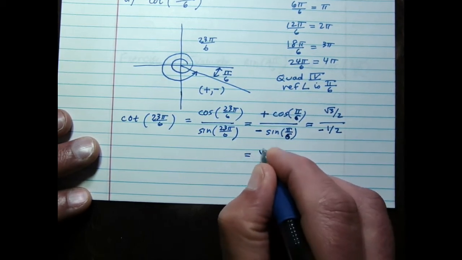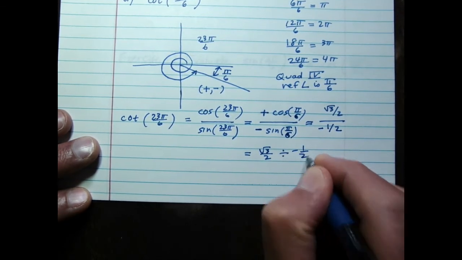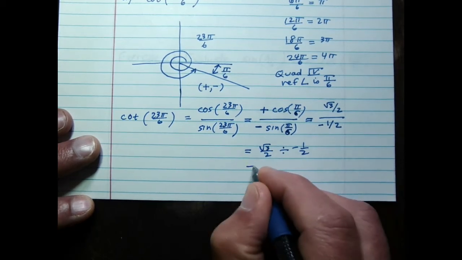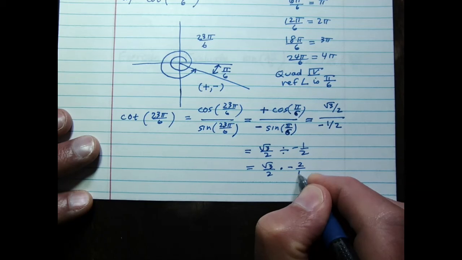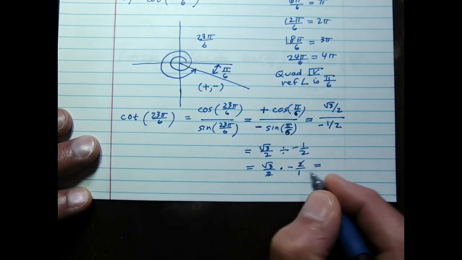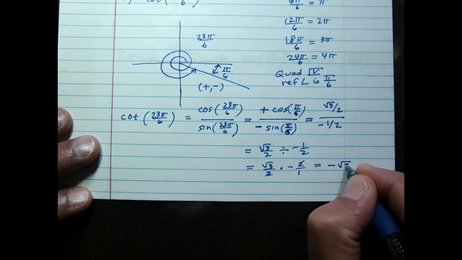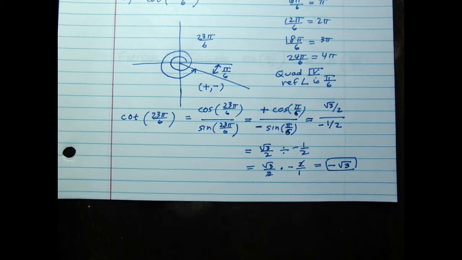And so I got to work out square root of 3 over 2 divided by negative a half, which is square root of 3 over 2 times negative 2 over 1. The 2's will cancel, but don't lose the minus sign now. Positive times negative will give me negative square root of 3. And there's my value of cotangent of 23 pi over 6: it is negative square root of 3. There we go.